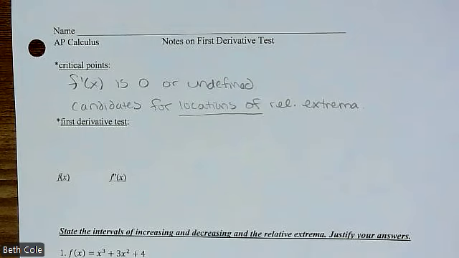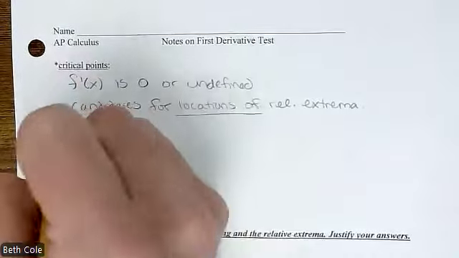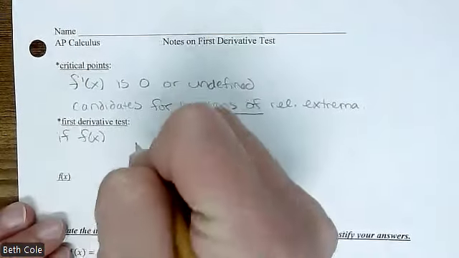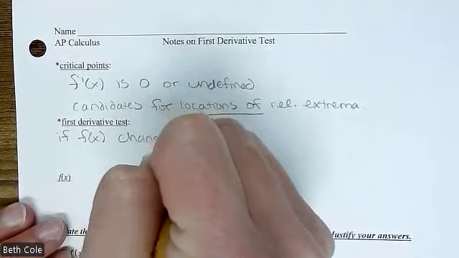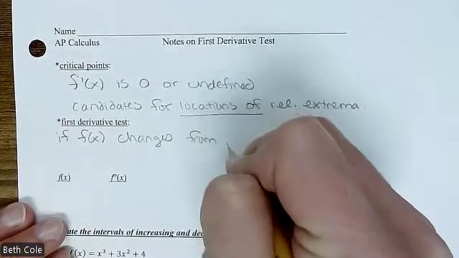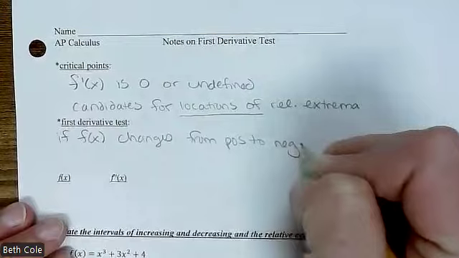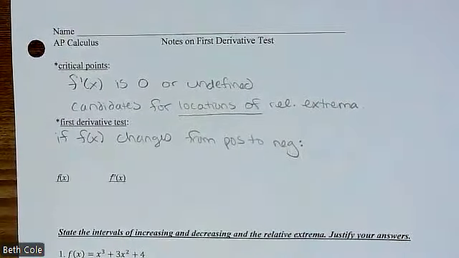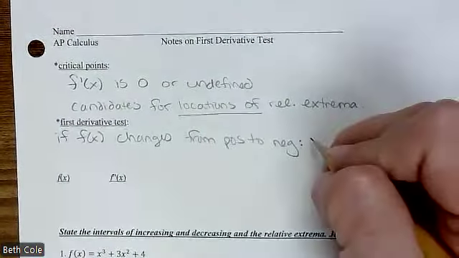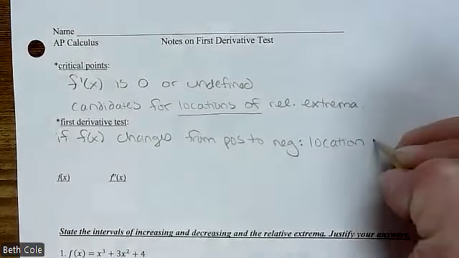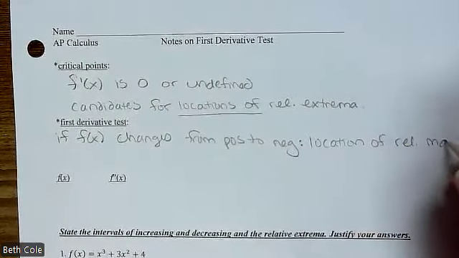Okay. Now, also, what we're going to do is called the first derivative test. And one year we're taking a test. No, the topic we're covering is called the first derivative test. It's a test that you use the first derivative for. Are you with me? You're not getting a test. Okay. So first derivative test. If f prime of x changes from positive to negative, that is a location of a relative maximum.